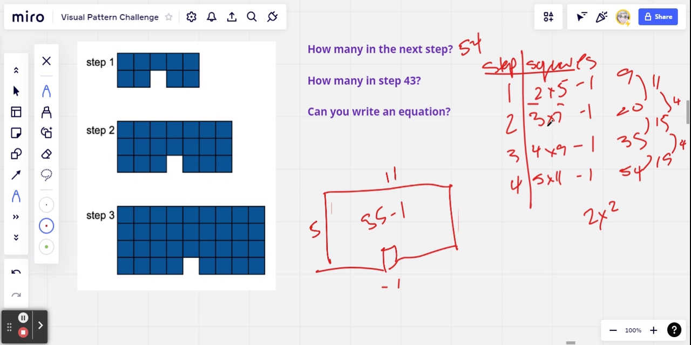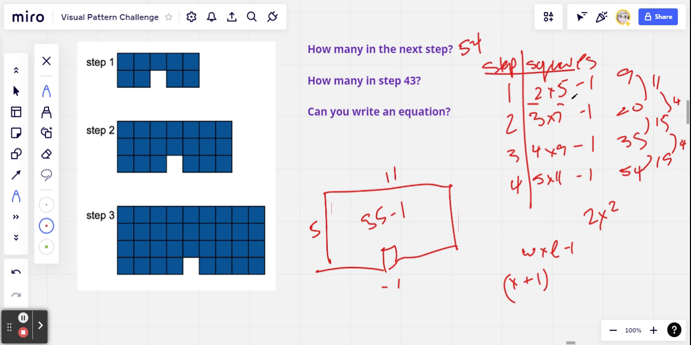Now the first one, the width of our rectangle, it's fairly easy. In step 1 it's 2, in step 2 it's 3, in step 3 it's 4. So it's always one more than the step number. So our width, and what I'm going to do is make an equation that says the width times the length minus that one square that's missing. So that's what I'm working on here. And our width is the step number plus 1. So that's the width. We've got the width done.